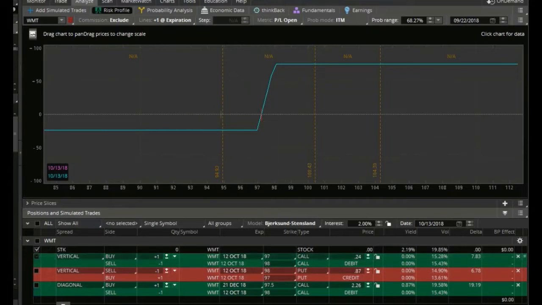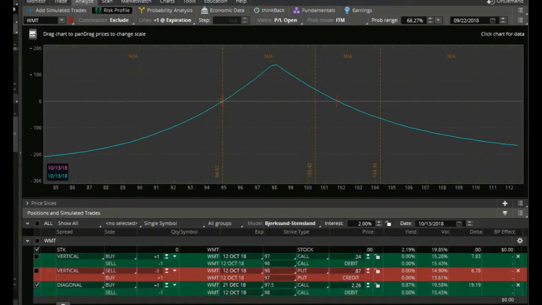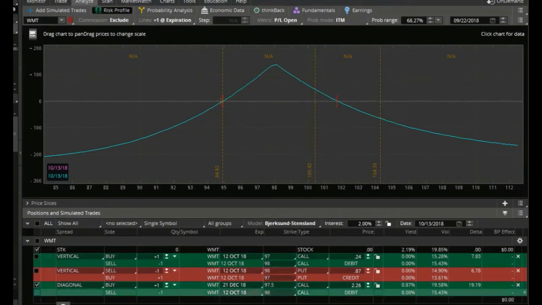We'll compare this one to that. It's a diagonal, because my strikes, what I'm doing is selling right here, sell the 98 call, and I'm going to buy the December 97.50 call. I don't know why I would do that. Let me see. I think they had 100 there.